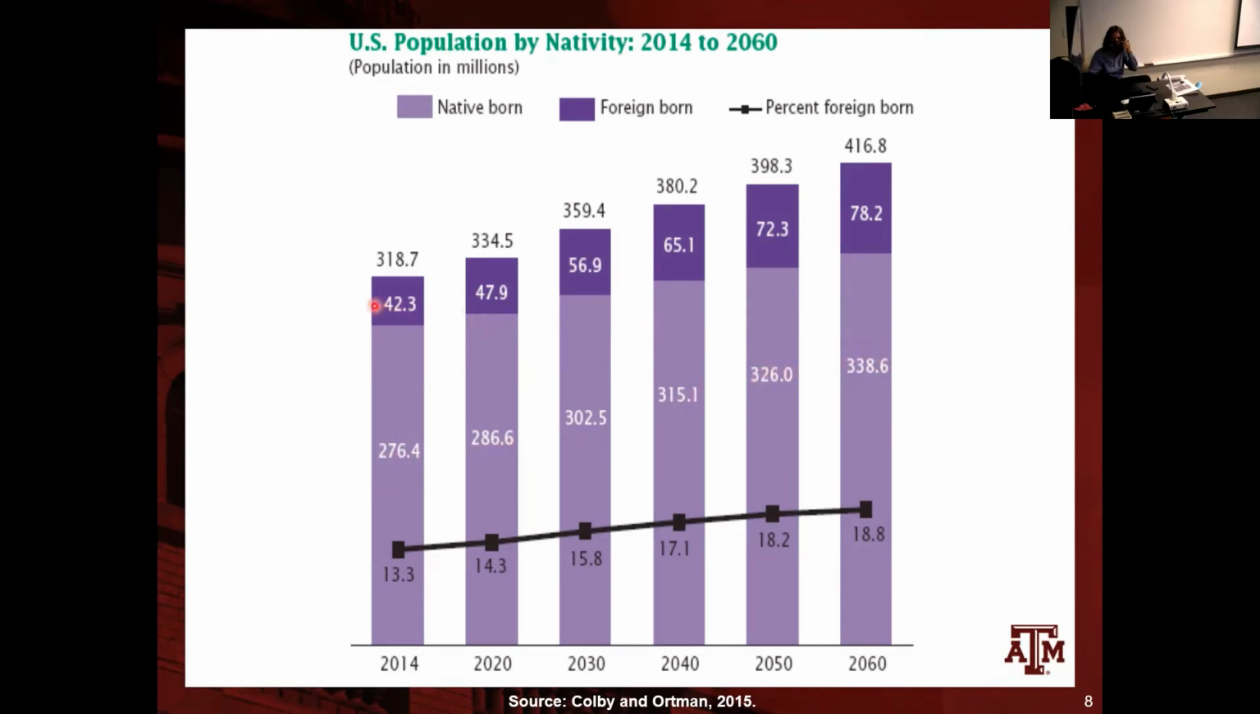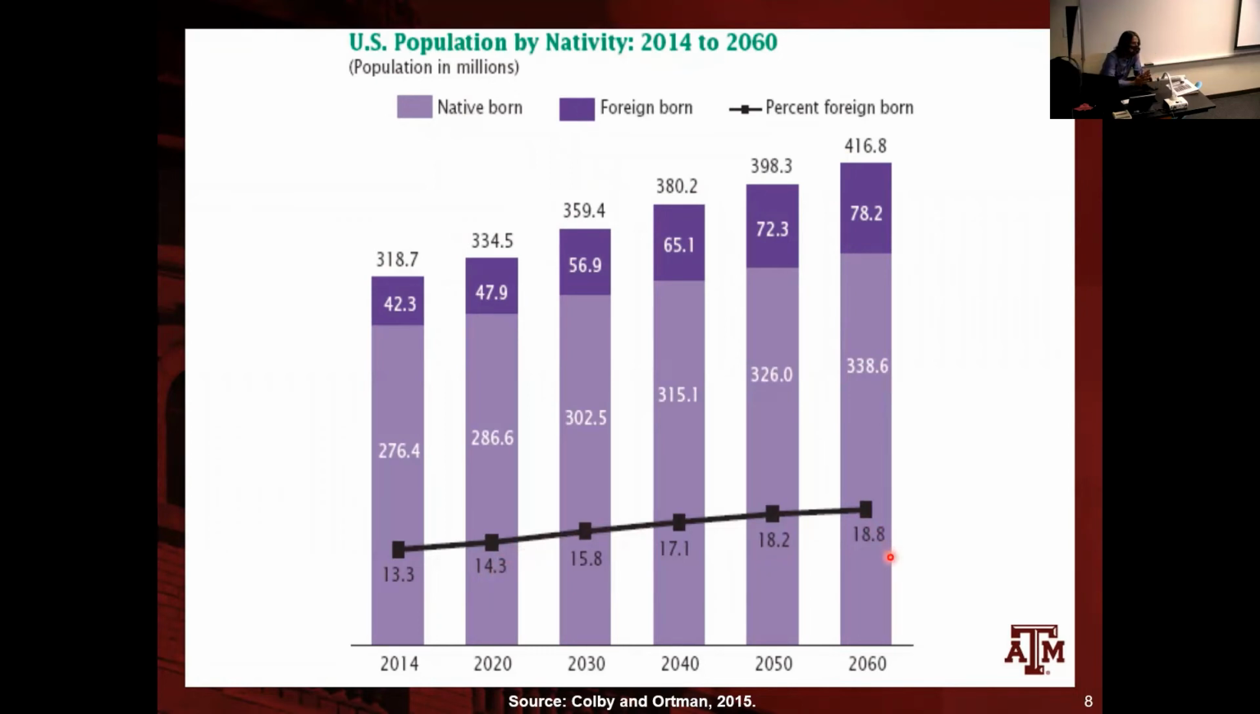And the foreign born population is also increasing over time. This is in absolute numbers, 42 million to 78 million, and 276 to 338 million US born. This is the overall size of the population expected by 2060. In percentage terms, what's the percentage of the US population that's foreign born? It increased from 13.3, reaching around 14.3% now, and is expected to reach around 19% by 2060.